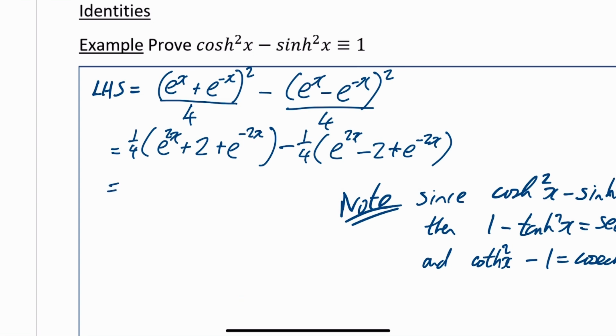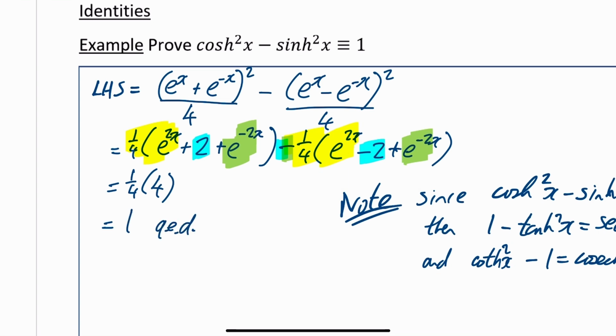So let's just look at what you're going to have. You're going to have a quarter of e to the 2x, then minus a quarter of e to the 2x. And then you're also going to have, we'll do it in blue, a quarter times 2 and a quarter, and then minus a quarter times minus 2. So what you have really is 1 quarter times 4. And then in green, you have a quarter times this thing, and then minus a quarter times this, so they cancel each other out. So all you have got is a quarter times 4, which is equal to 1. So QED, which just means you've shown it's been solved.